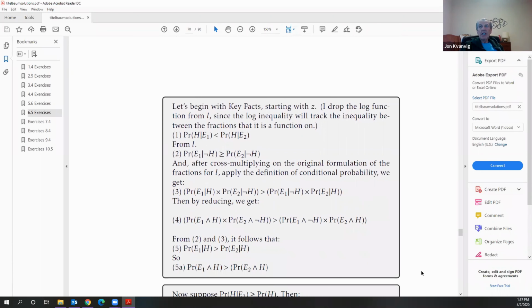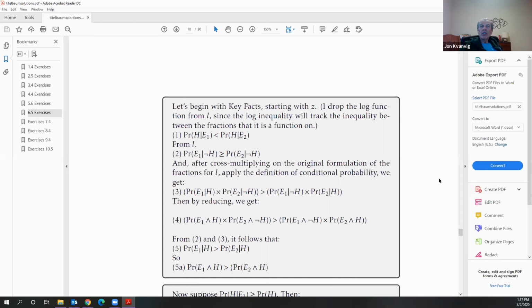So let's begin with some key facts, starting with Z. Now I'm dropping the log function from the log likelihood measure, since the log inequality will track the inequality between the fractions that it's a function on. So first, the key facts, starting with Z: the probability of H given E1 is less than the probability of H given E2. And from L, we have the probability of E1 given not H is greater than or equal to the probability of E2 given not H.